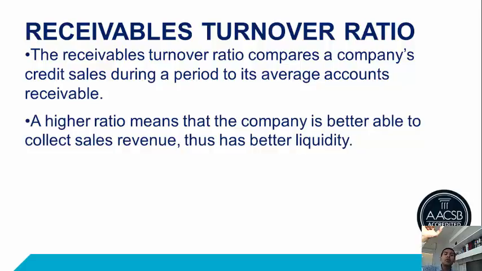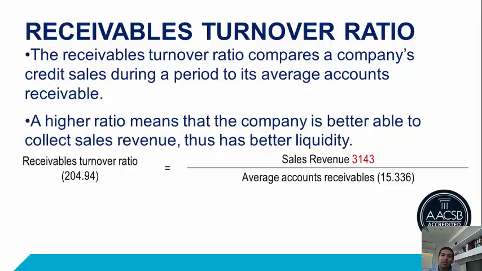So the higher your numerator, the higher your sales revenue, and the lower your average accounts receivable, the greater your ability to collect your accounts receivable. The higher your receivables turnover ratio, the better your ability to collect cash from credit customers.